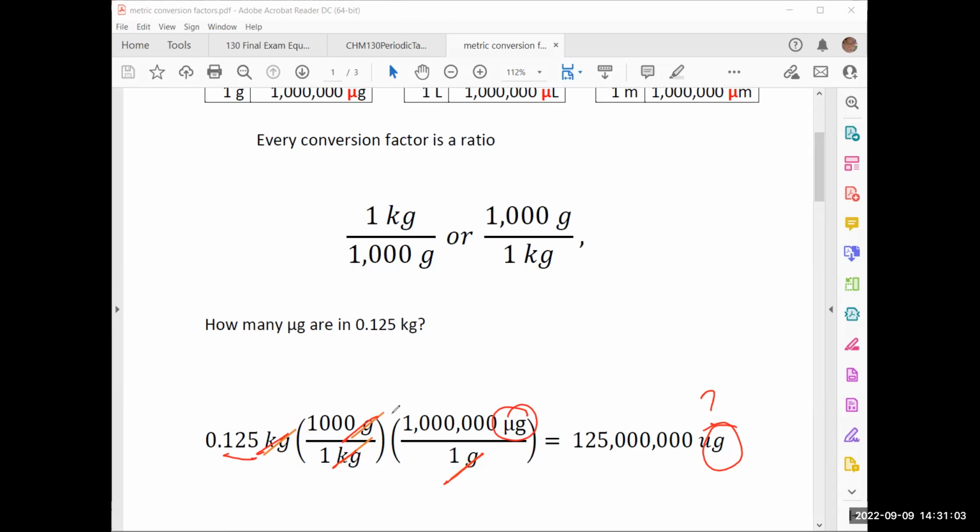Now, I guarantee you, if you follow this system, that 99% of your answers will be correct. I cannot say 100% because I don't control the calculator. You do that, okay? And so now it's just simply a matter of 0.125 times 1,000 times 1,000,000, and I'm good to go.